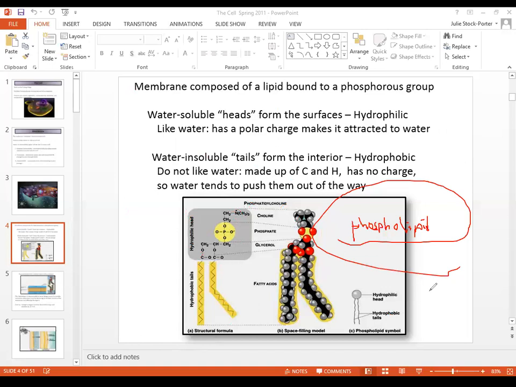Got it? All right, so as long as we know this head: phosphorus, glycerol, carboxyl, polar, hydrophilic; the tail: hydrocarbon chains, non-polar, hydrophobic, we're doing really, really well. Also, that this molecule is called a phospholipid.